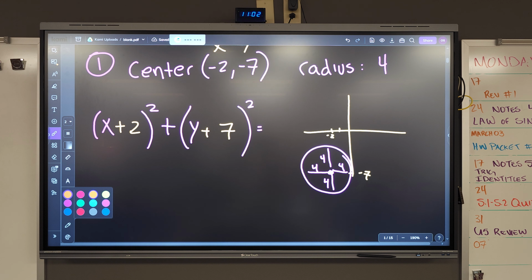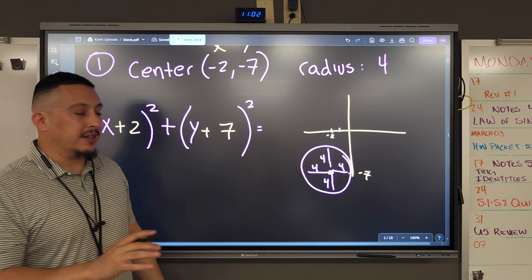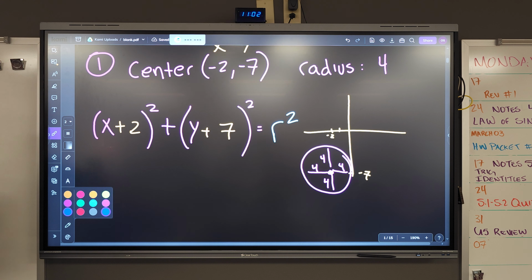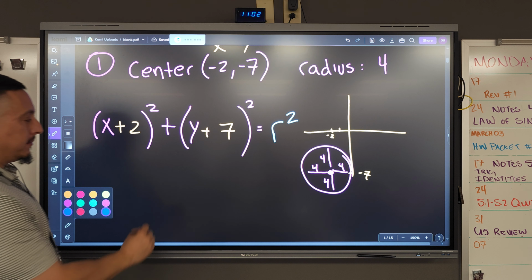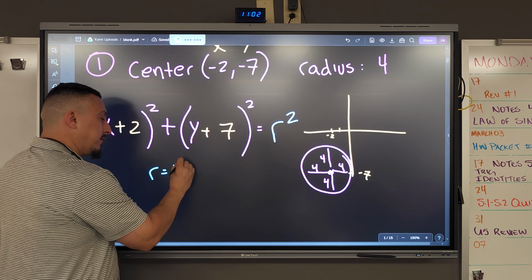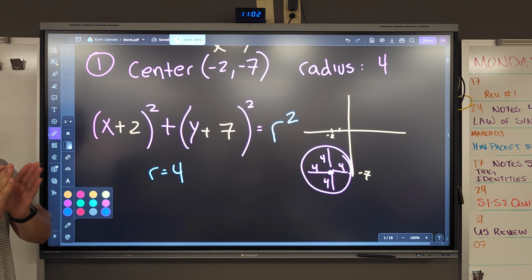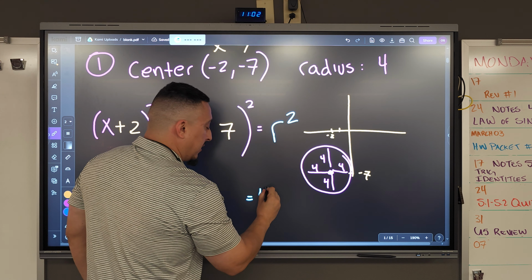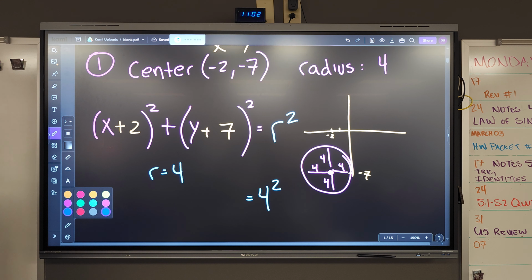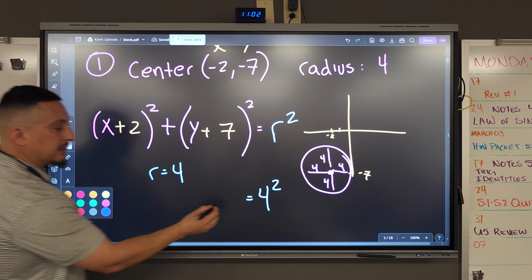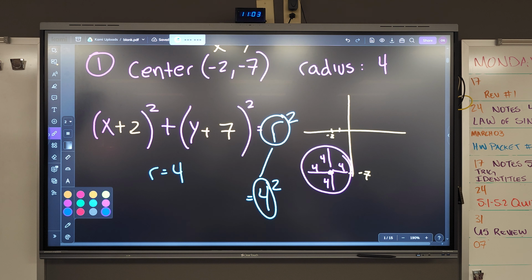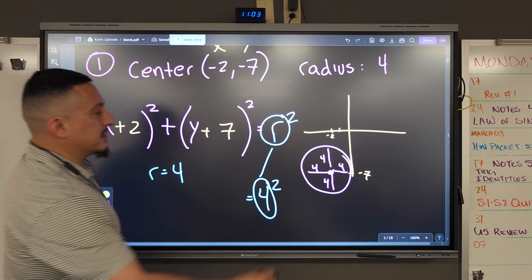Now, I think the hardest part for students on the circle is the radius. The formula says the radius is a number squared, okay? So I want the radius to be 4, right? That's what I want the actual radius to be. So I have to put that 4 in here, so it's 4 squared. Okay, because the radius, just the r, is the number that you're squaring, not the actual value.